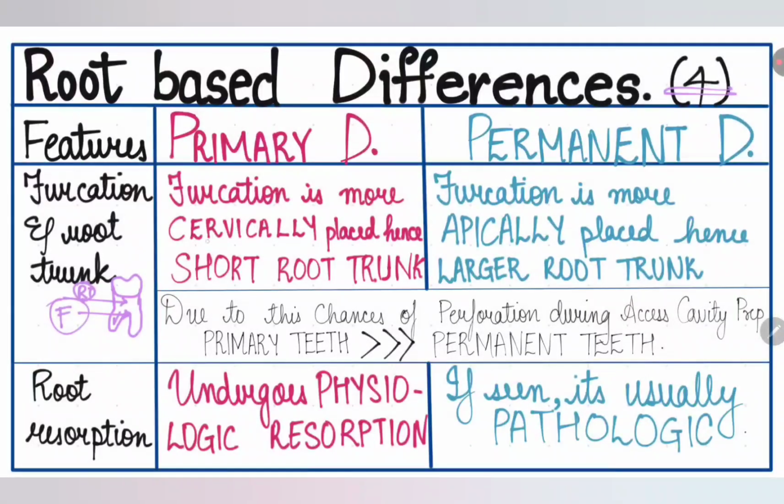The furcation is placed more cervically in primary teeth. Cervically means towards the crown, and the furcation is located more apically in permanent teeth. What do you mean by apical? Apical means towards the root. Therefore there is a shorter root trunk in primary teeth and a longer root trunk in permanent teeth.